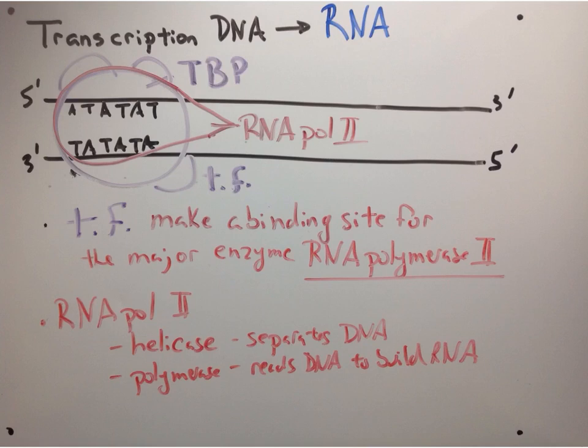RNA polymerase II is the enzyme that transcribes mRNA or messenger RNA that is used to make proteins. There are other RNAs, tRNA and rRNA, which are transcribed by other RNA polymerases. RNA polymerase II has 2 different enzyme activities. It's both a helicase, which can separate the 2 strands of the DNA, and a polymerase. It can read the DNA to synthesize RNA.